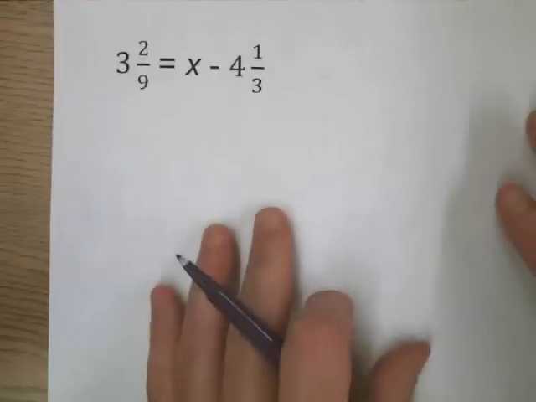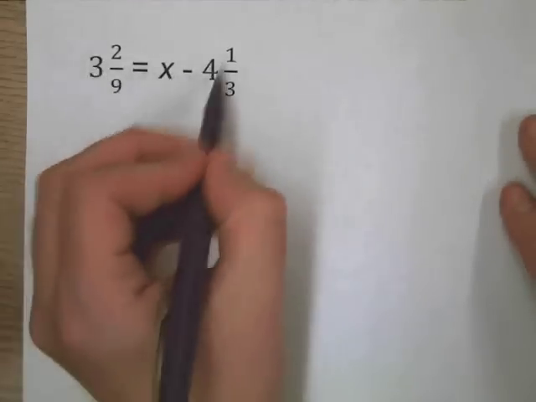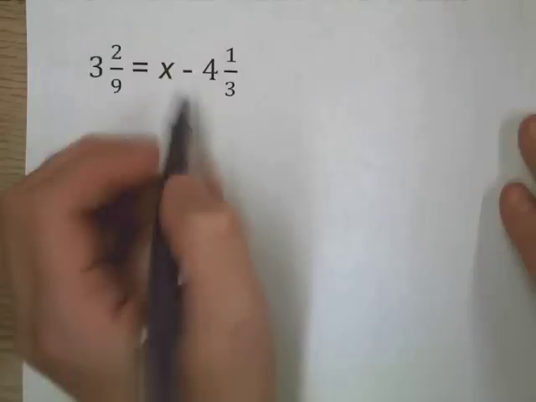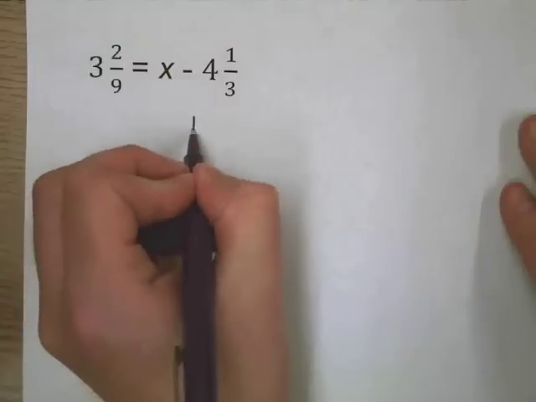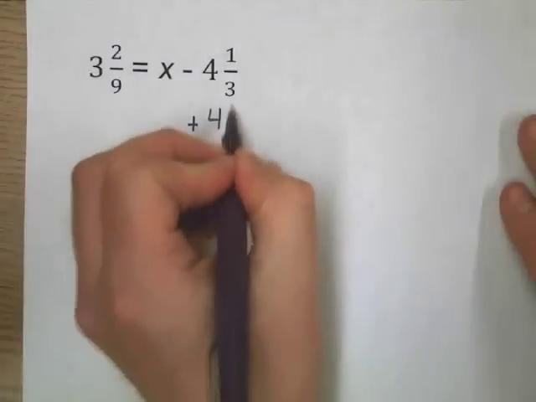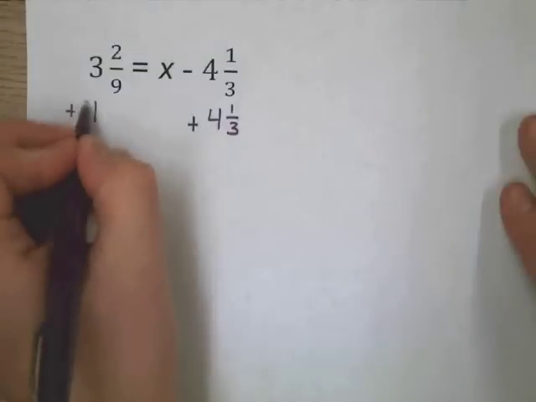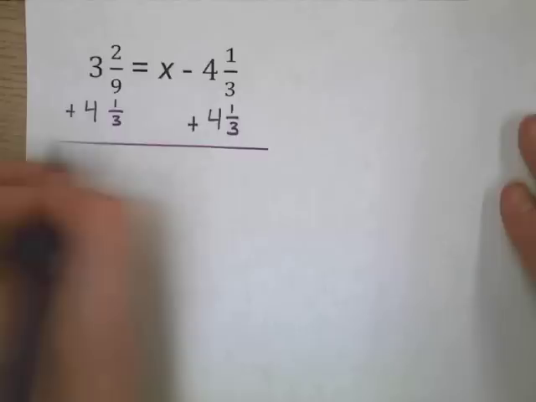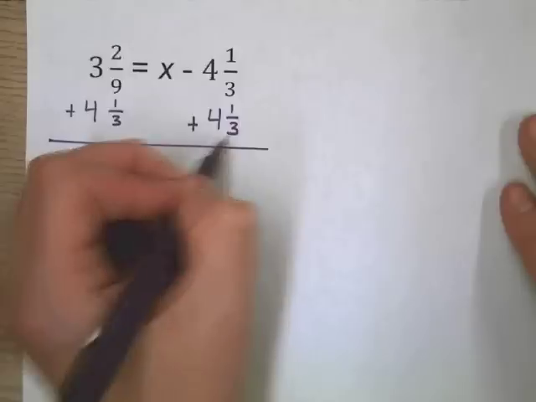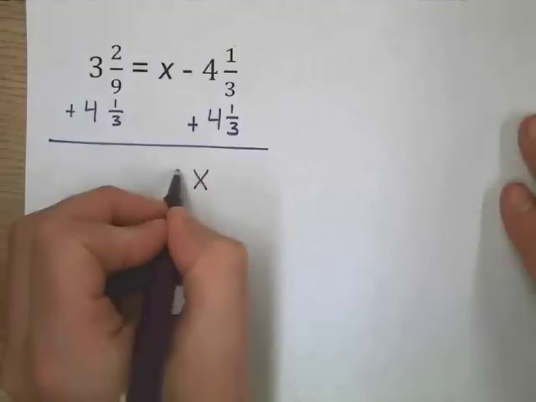Here we have a subtraction problem. We have 3 2/9 equaling x minus 4 1/3. We again want to get x by itself. In order to do that, we're going to do the inverse operation. And the inverse of subtraction is addition. So I'm going to add 4 1/3 to each side. And 4 1/3, if I take it away and then I add it back in, that cancels each other out. So I'm just left with x on this side.